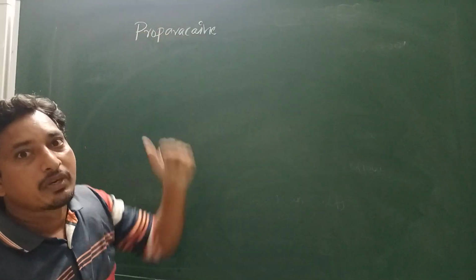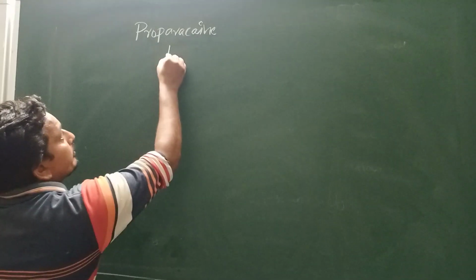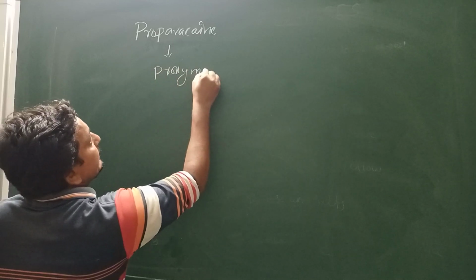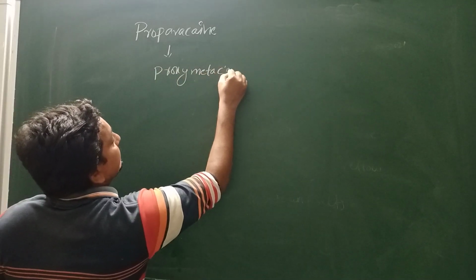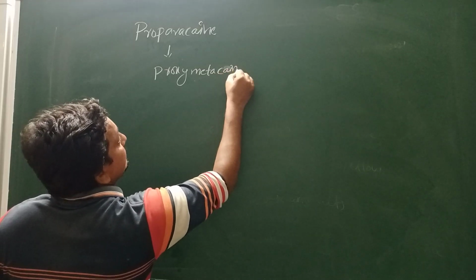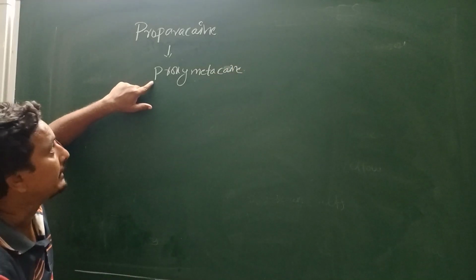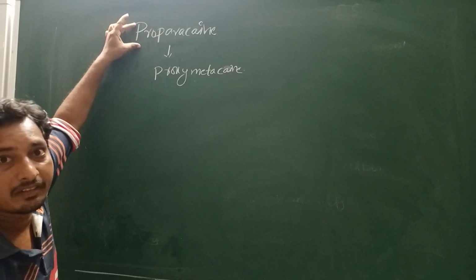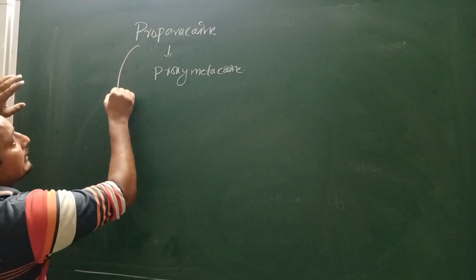The other name of proparacaine is proxymetacaine. This is another name of proparacaine. Generally, this is a drug which is used as an anesthetic.